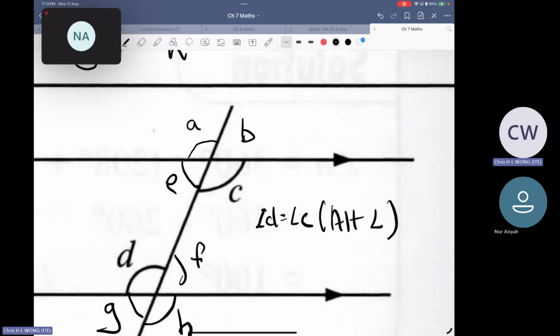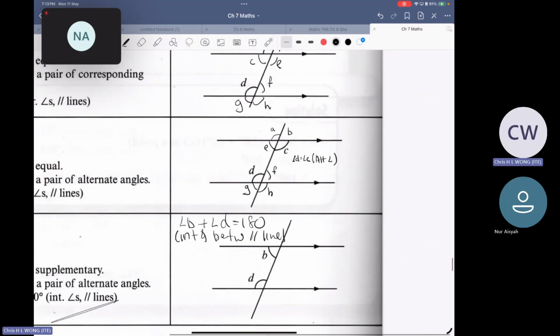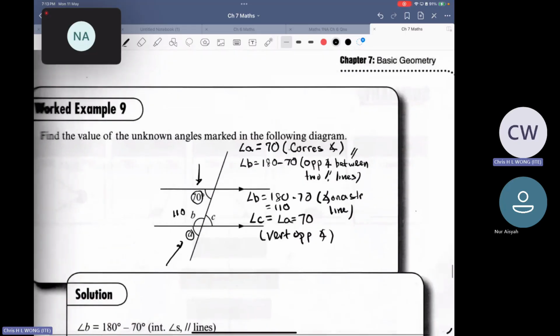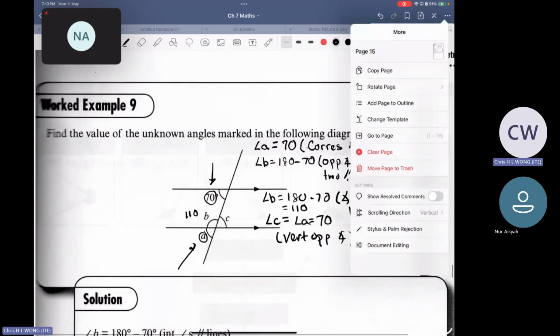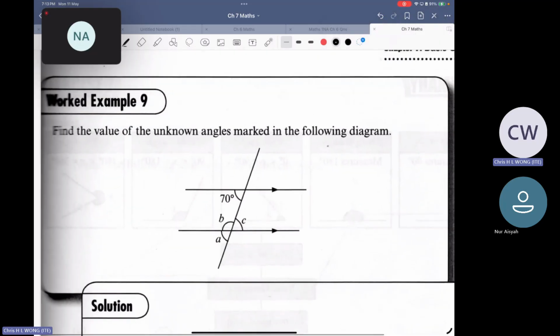All good? All right. From here, I clear this. I think that's it. You start to know already. Find the value of the unknown angle marked in the following diagram. So they only give you one, and you can find A, B, and C. Let's do it. Shall we start with A?